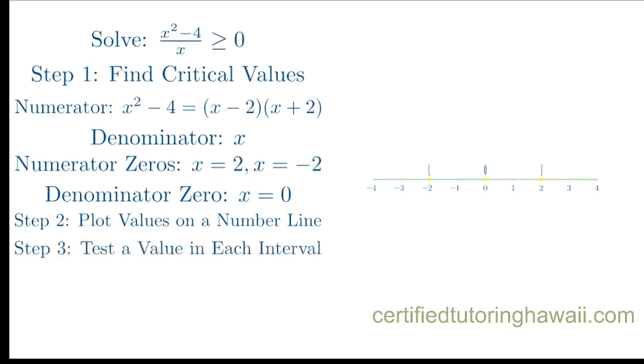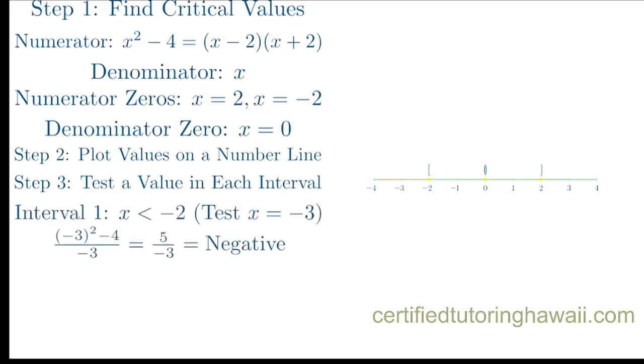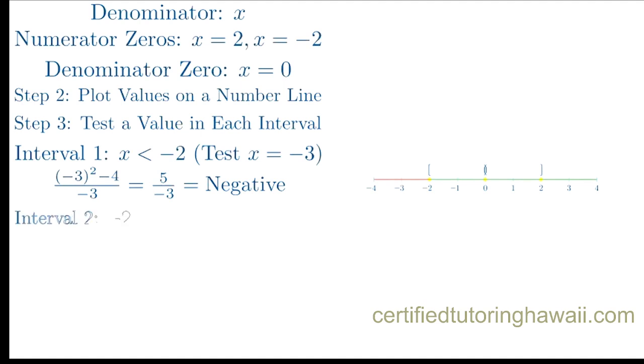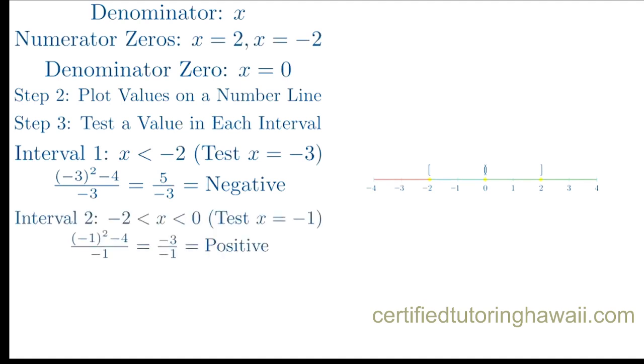Step 3. Test a value in each of the 4 intervals. First interval, x less than negative 2. Let's test negative 3. We get a negative result. Second interval, x between negative 2 and 0. Let's test negative 1. We get a positive result.